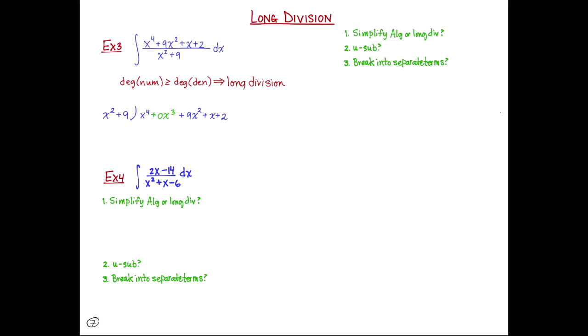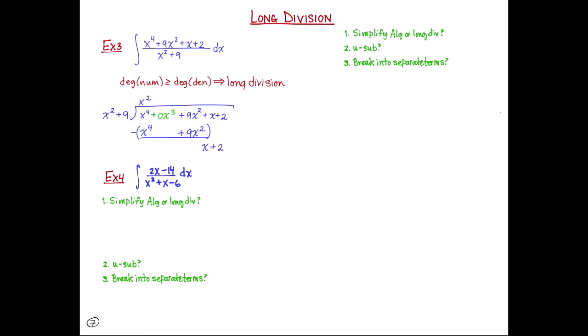Long division with polynomials works exactly the same as long division with numbers. We look at the leading term of x squared and want to know how many times x squared will go into x to the 4th. It will go into it x squared times. Now we multiply x squared by x squared plus 9, so we have x to the 4th plus 9x squared. We subtract. The 9x squared cancels out, the x to the 4th cancels out, and we bring down the x plus 2.